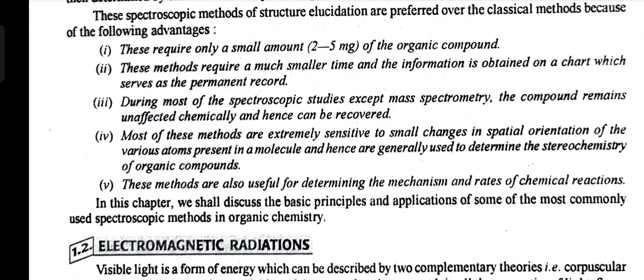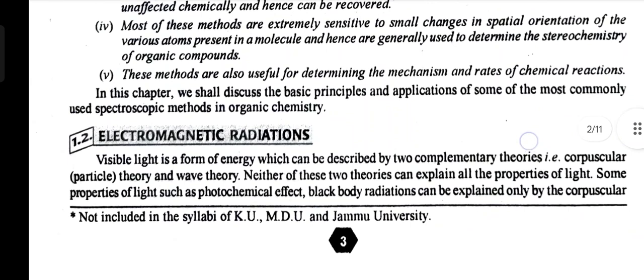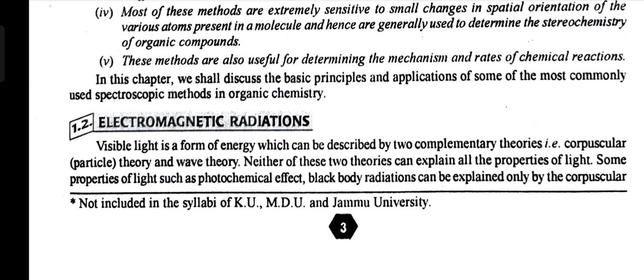Third, during most of the spectroscopic studies, except mass spectrometry, the compound remains unaffected chemically and hence can be recovered. Fourth, most of these methods are extremely sensitive to small changes in the spatial orientation of the various atoms present in a molecule and hence are generally used to determine the stereochemistry of organic compounds. Fifth, these methods are also useful for determining the mechanism and rates of chemical reactions. In this chapter, we shall discuss the basic principles and applications of some of the most commonly used spectroscopic methods in organic chemistry.